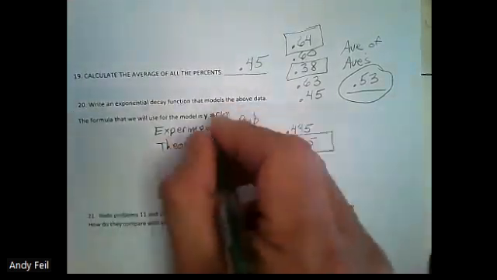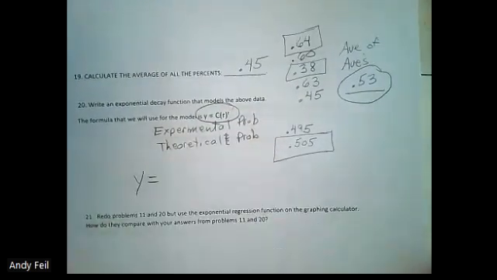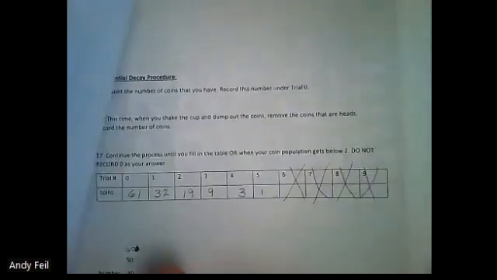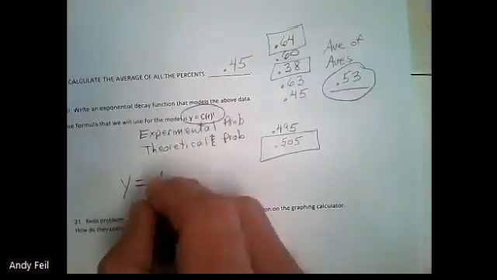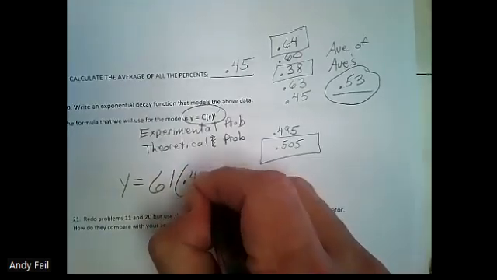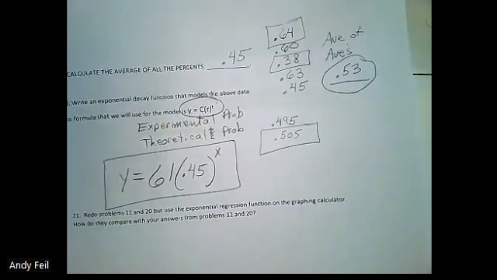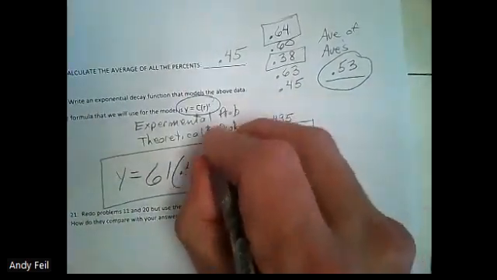My equation here would be y equals, how many did I start out with? 60, and I start out with 61. Yep, I started out with 61. And then I'm going to multiply by what mine was, 0.45, right? And I was raised to the x power. T power. Thank you very much, to the t power.